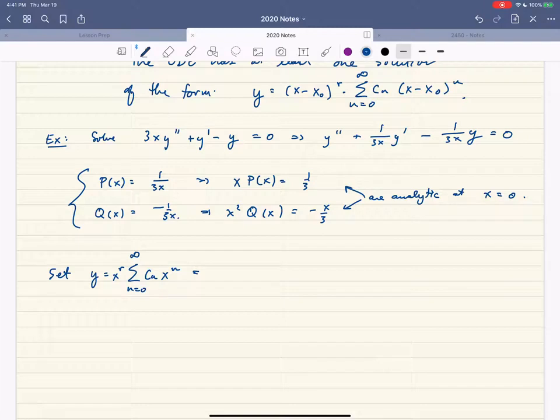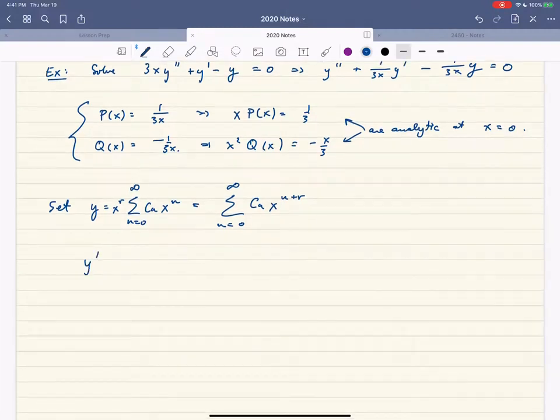I'm going to move the x to the r inside, and so this is going to be the sum from n equals 0 to infinity, c sub n, x to the n plus r. And there's going to be one subtlety here when we're finding y prime and y double prime. If I just want to take a step back here, if we're talking about just power series, let's say y is this power series, c sub n, x to the n, remember that this means c0 plus c1x plus c2x squared, and so on.